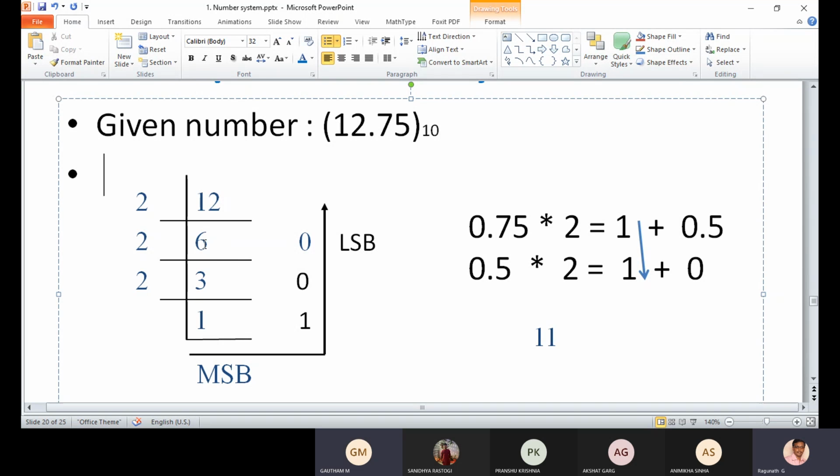and each time you should take the quotient of the previous stage. This process has to be done till the quotient reaches less than or equal to the base value of the destination number system. Suppose I want to write the same 12 in octal, what should I do? What changes do I have to make here? Anyone tell me? I want to write this decimal number as an octal number. What should I do? Divide by 8 instead of 2.